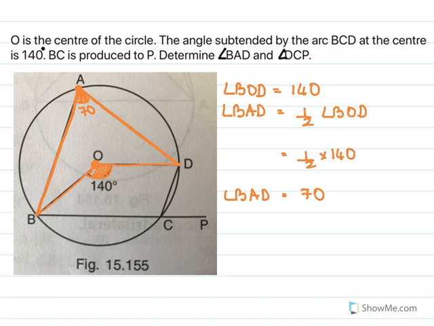So if this angle is 70, now let's go to the cyclic quadrilateral. You have A, B, C, D is cyclic. Let's trace it. A, B, C, D is cyclic.